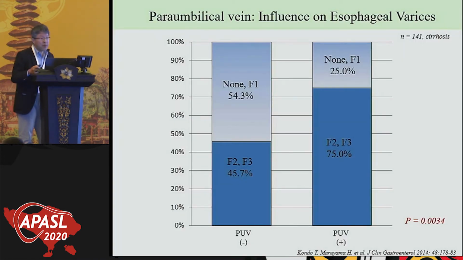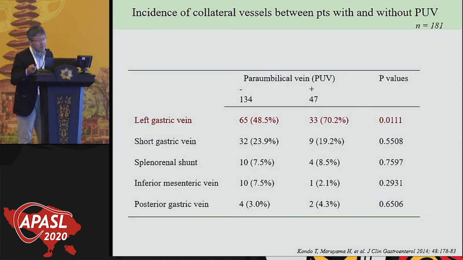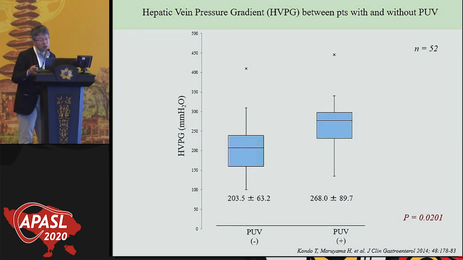How about the influence on esophageal varices? You can see here patients with PUV show a much worse degree of esophageal varices. Why? Because patients with PUV show a much higher incidence of left gastric vein, which is a major pathway to esophageal varices. Why? Because patients with PUV show much higher HVPG. So I can tell you this, the presence of PUV is a sign for the presence of advanced portal hypertension.